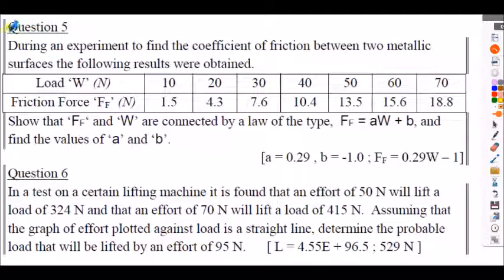And question 5 and question 6 I will leave you with. Question 5, you have to find the gradient and the intercept, and then write the equation of the line. And question 6, you have to do the same, you have to find the equation of the line. The last part of the question is simply actually using the law of the line you found by putting the appropriate values into the equation.